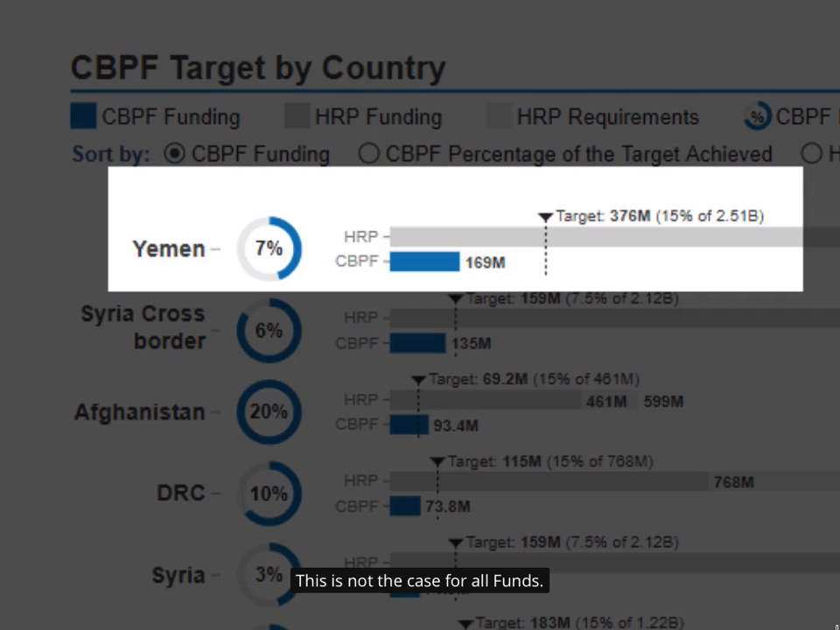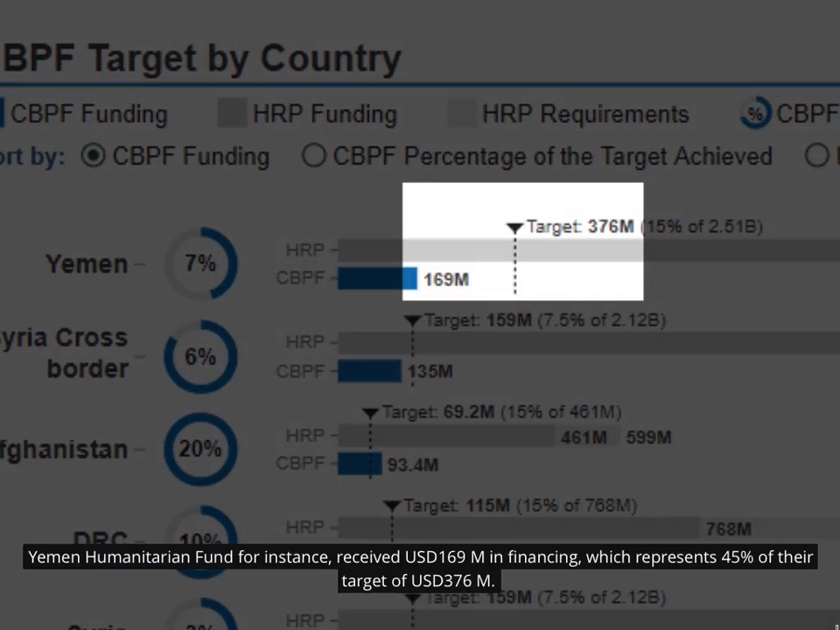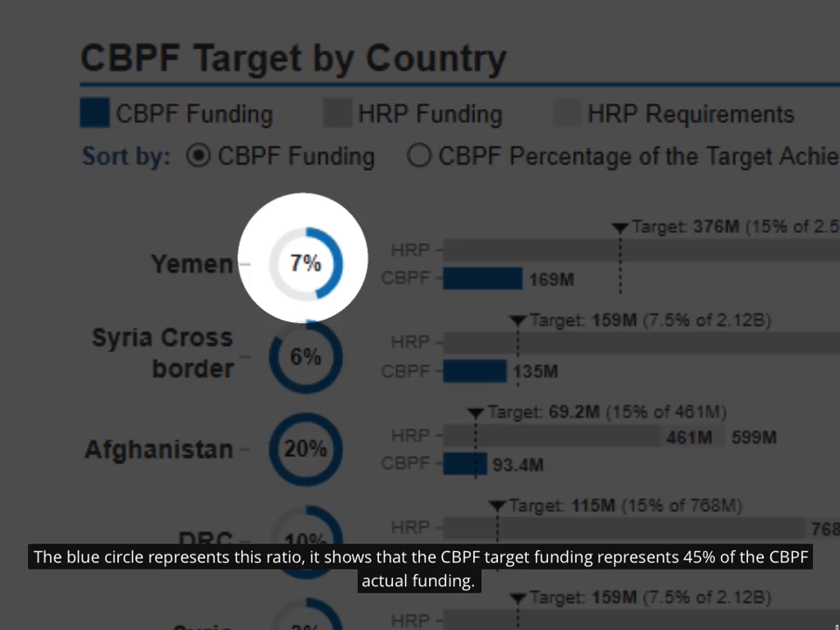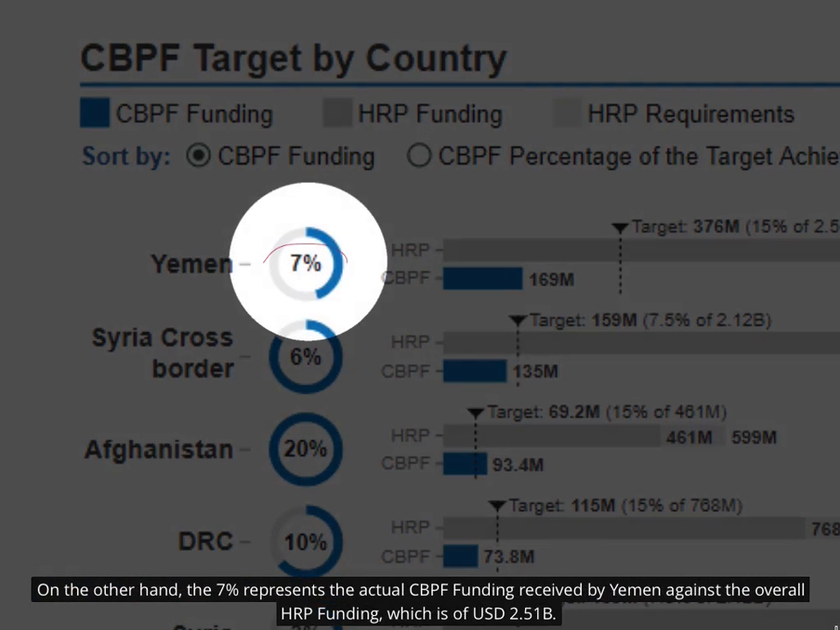This is not the case for all funds. Yemen Humanitarian Fund, for instance, received $169 million in financing, which represents 45% of their target of $376 million. The blue circle represents this ratio. It shows that the CBPF actual funding represents 45% of the CBPF target. On the other hand, the 7% represents the actual CBPF funding received by Yemen against the overall HRP funding, which is of $2.51 billion.